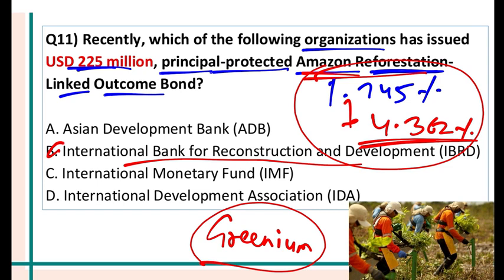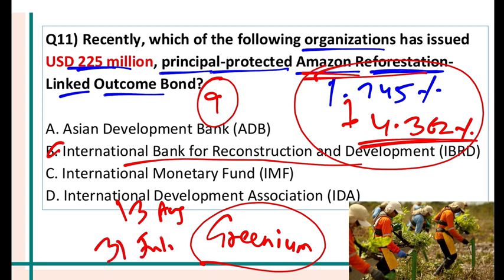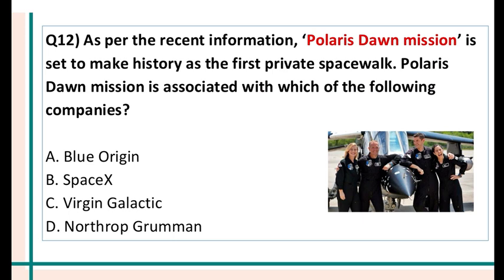So these are 9-year bonds. They were priced on 13th of August and they will mature on 31st of July 2033. And where will they be listed? They will be listed on the Luxembourg Stock Exchange. Polaris Dawn mission is set to make history as the first private spacewalk.